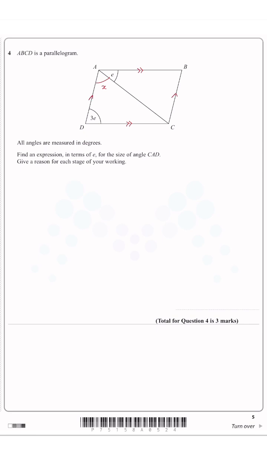Now, because I've got parallel lines, I know some rules of angles in parallel lines. I know that the angles at the top and the bottom over here form co-interior angles, so they must be equal to 180 degrees. So if I was to create a formula for that, x plus e plus 3e is equal to 180. x plus 4e equals 180. Subtract 4e from both sides and I get x equals 180 minus 4e, and that is your answer.